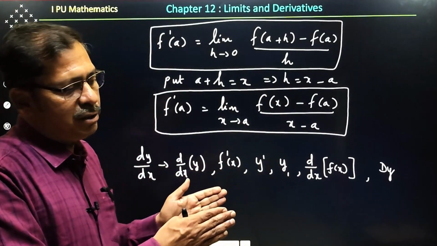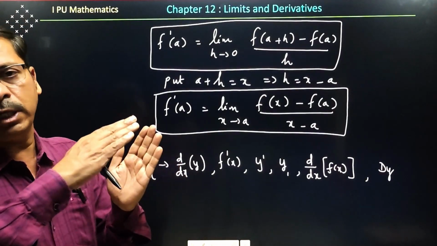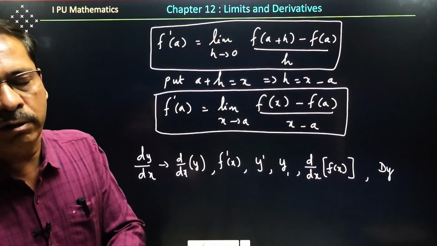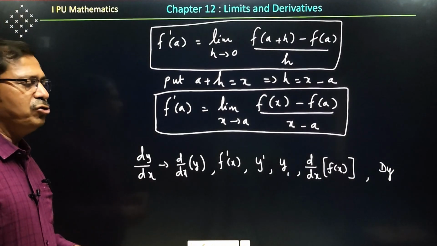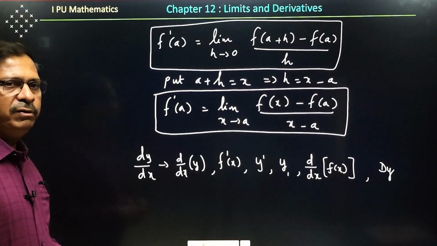Whatever the left hand limit exists, that is called the left derivative, and whatever the right hand limit exists, that is called the right derivative here. So anyhow, this is the introduction to the concept of derivative.